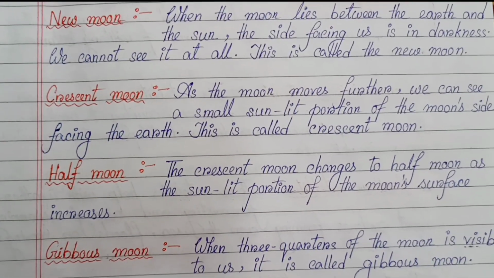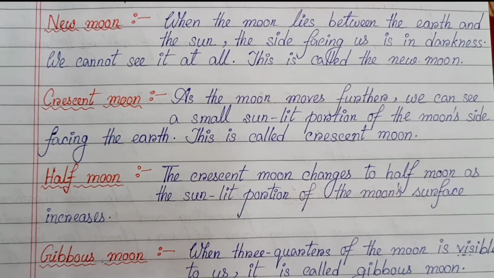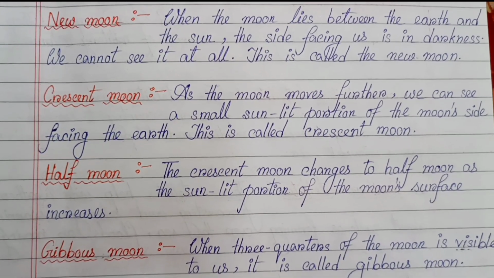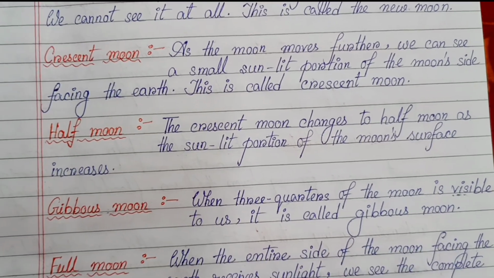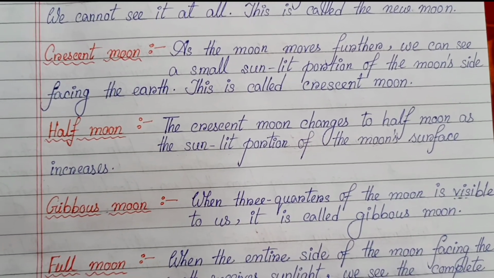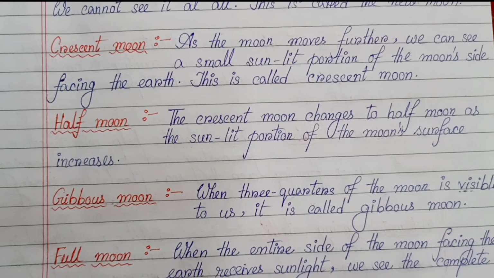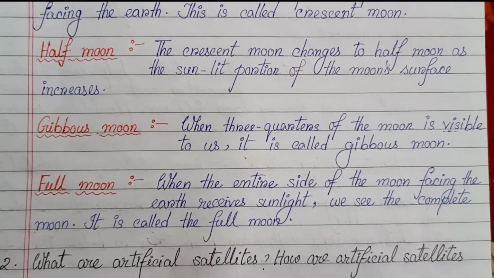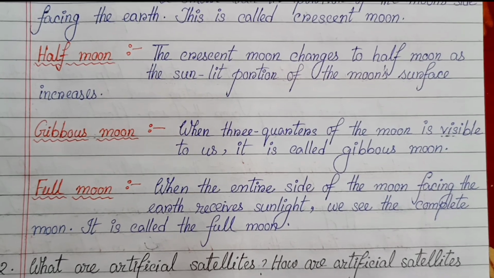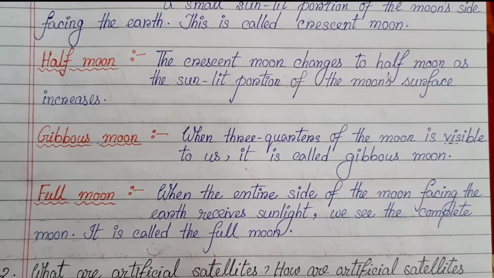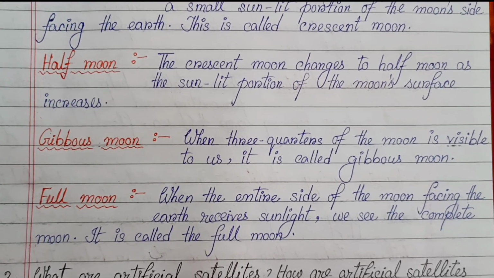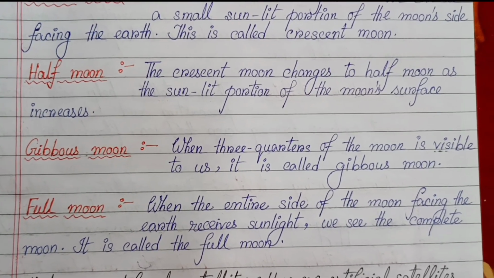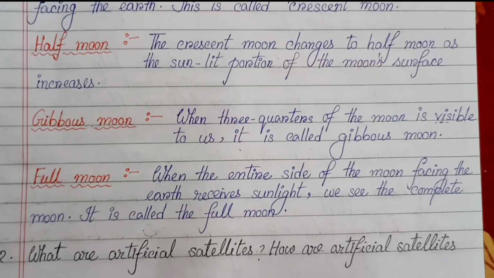Crescent moon. As the moon moves further, we can see a small sunlit portion of the moon's side facing the earth. This is called crescent moon. Half moon. The crescent moon changes to half moon as the sunlit portion of the moon's surface increases. Gibbous moon. When 3/4 of the moon is visible to us, it is called gibbous moon. Full moon. When the entire side of the moon facing the earth receives sunlight, we see the complete moon. It is called a full moon.